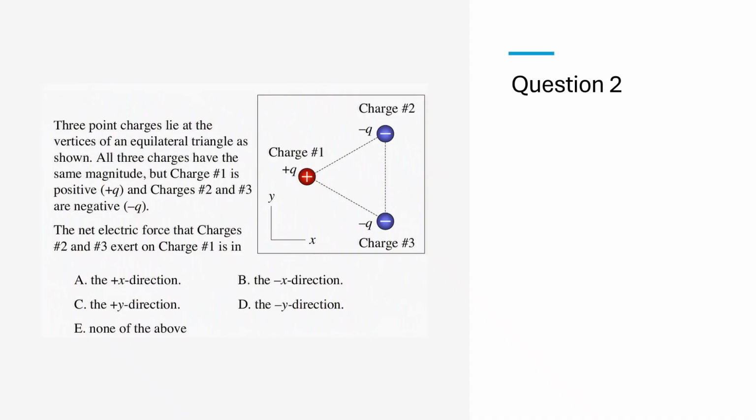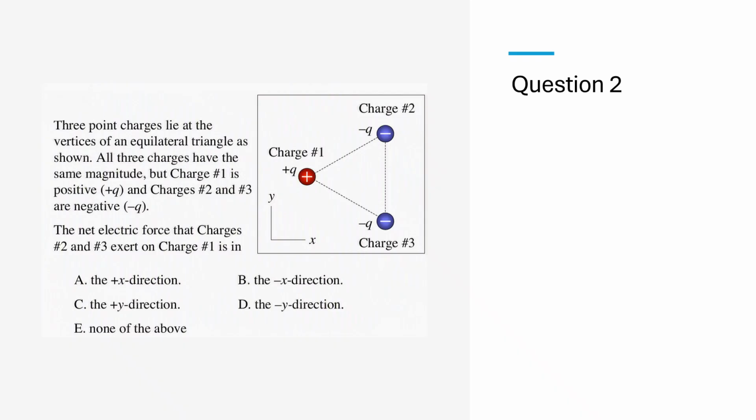Three point charges lie at the vertices of an equilateral triangle as shown. All three charges have the same magnitude, but charge 1 is positive, that's positive Q. Charges 2 and 3 are negative. The net electric force that charges 2 and 3 exert on 1 is in which direction?